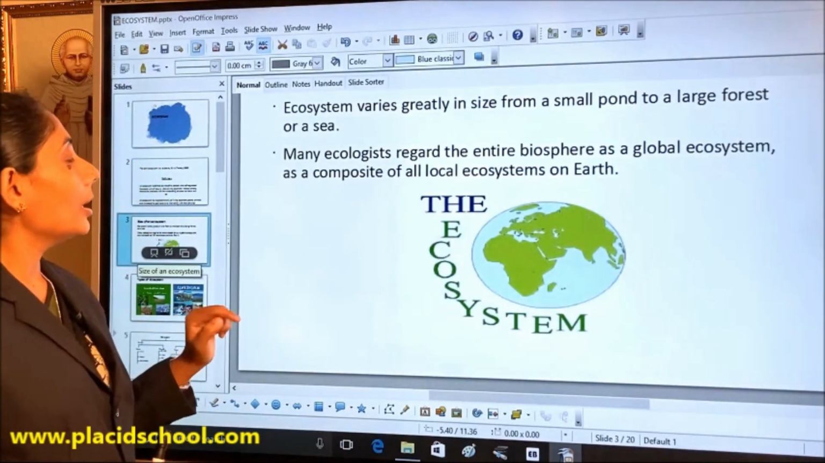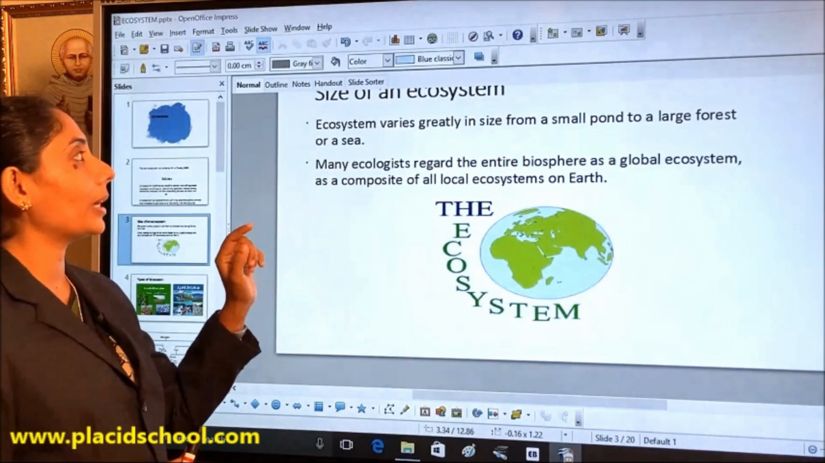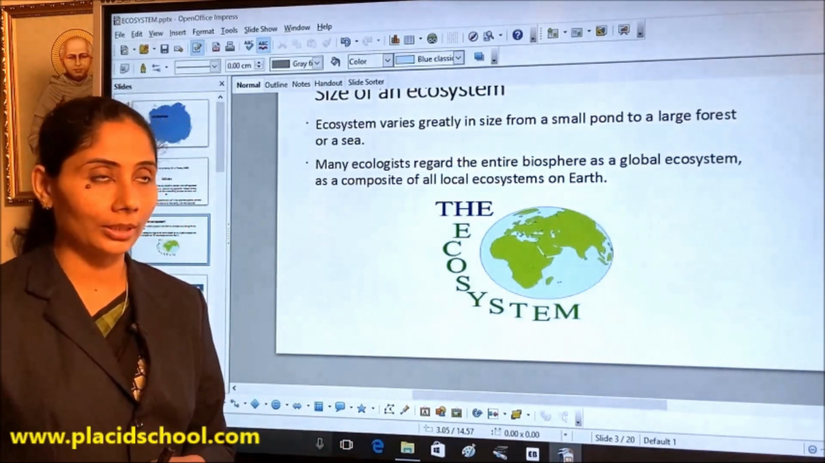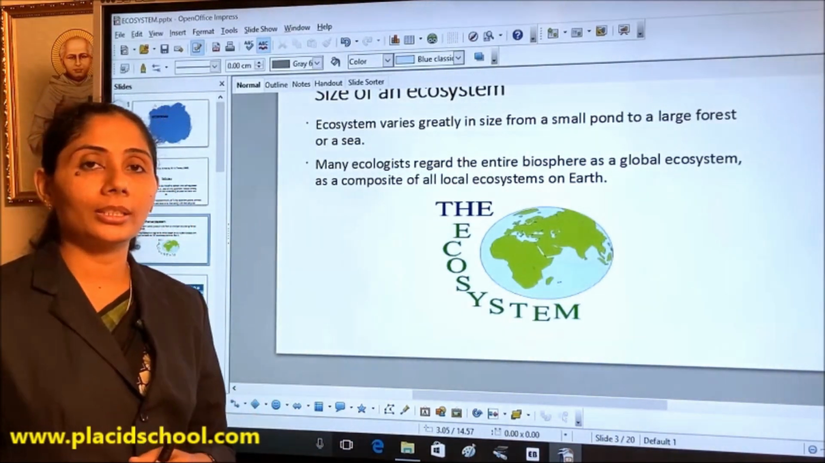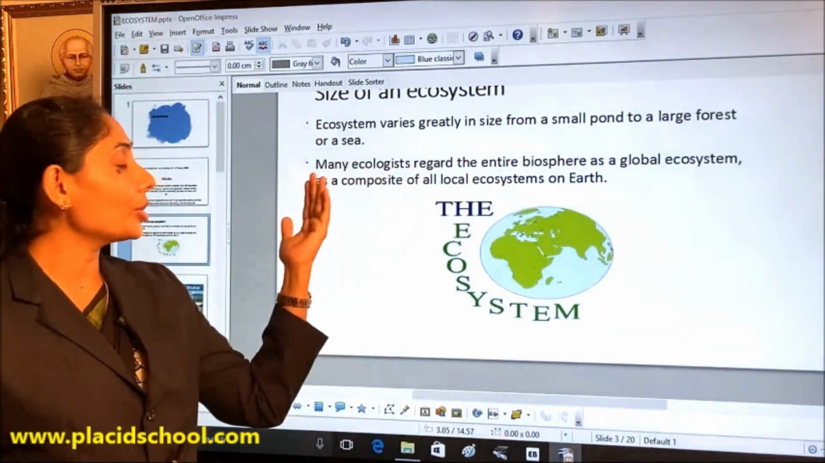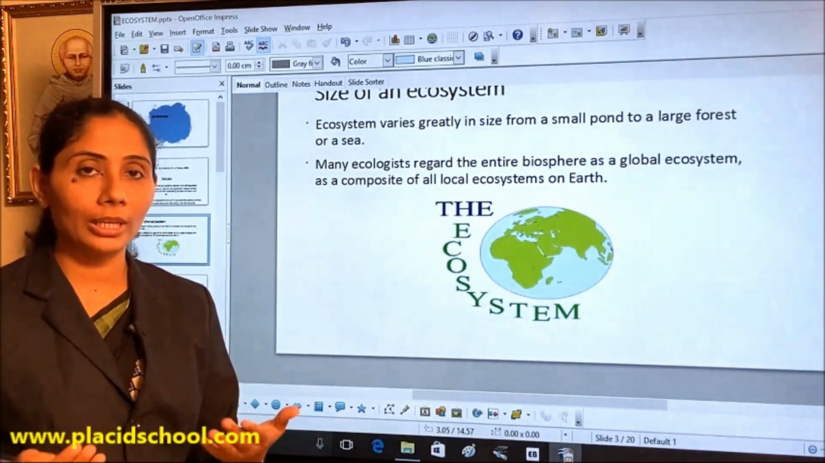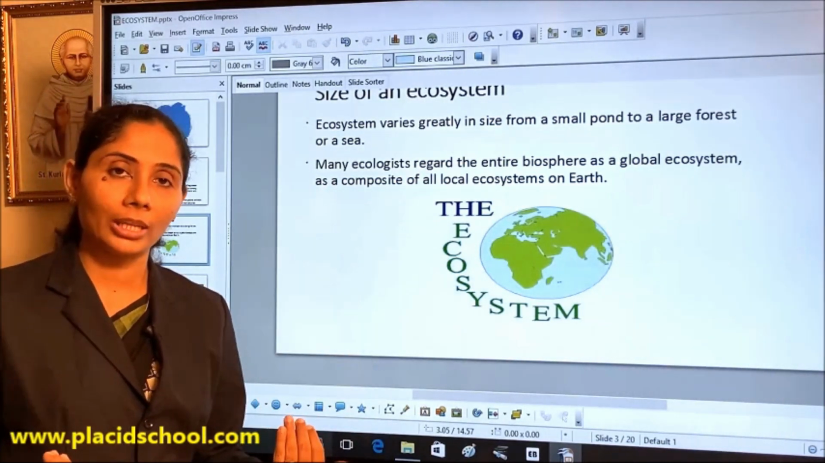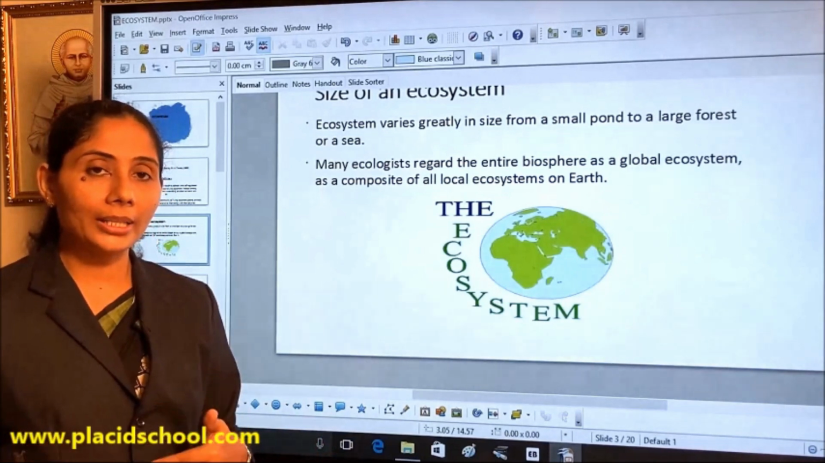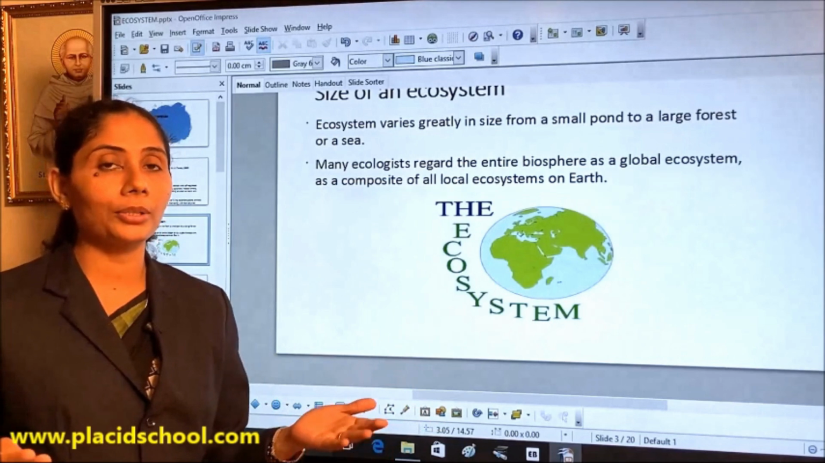Now, the size of the ecosystem. Let us take the next topic, size of an ecosystem. The size of an ecosystem greatly varies from a very small pond to a very large forest or a sea. As I told you, the place where you're sitting is also an ecosystem. The place where I am standing is also an ecosystem because it comprises both living organisms as well as the physical environment around it. That itself is required to form an ecosystem.